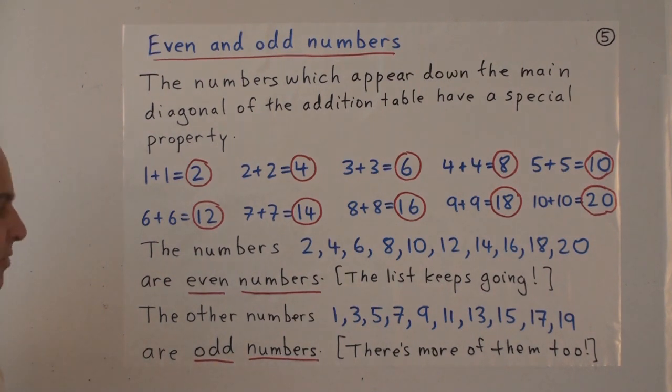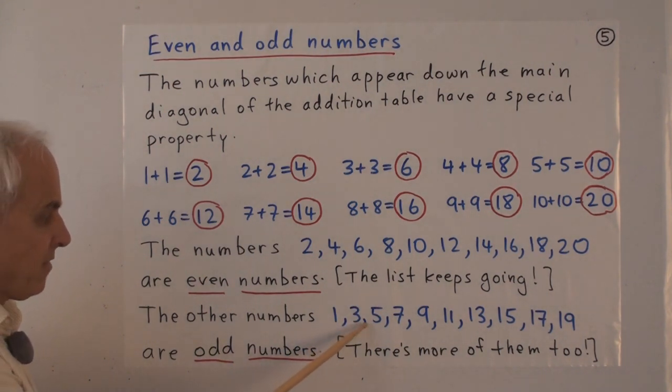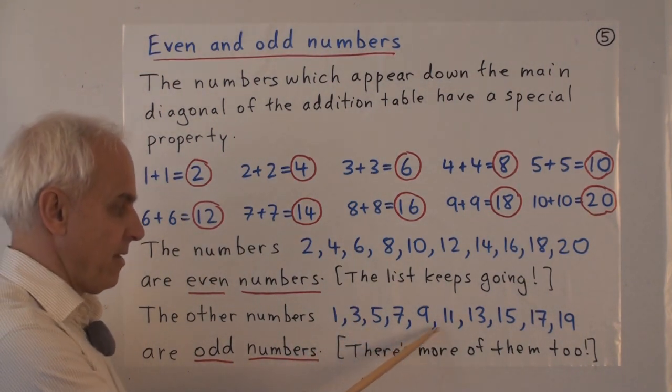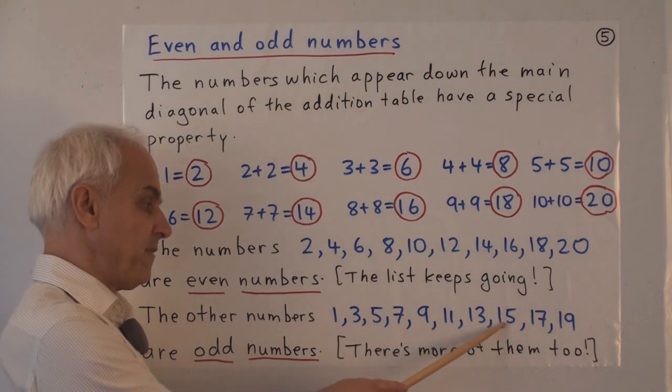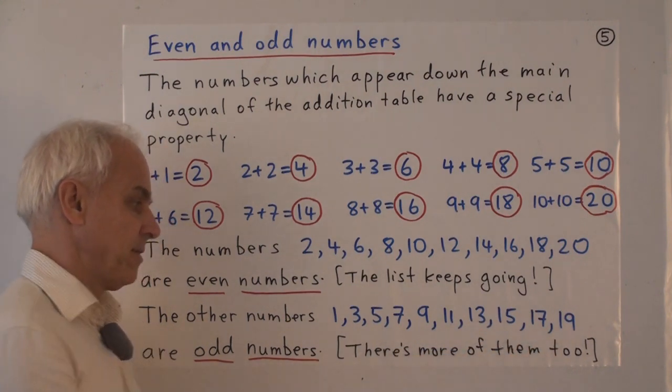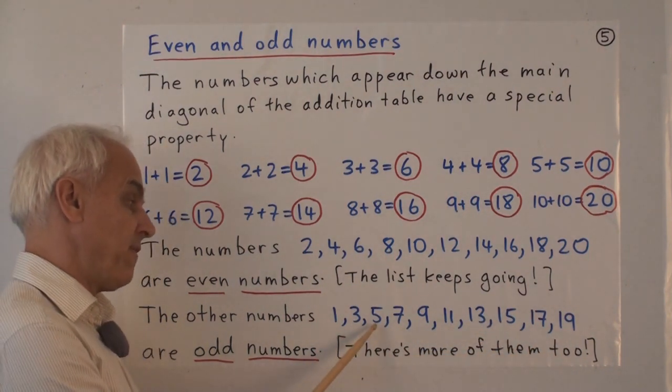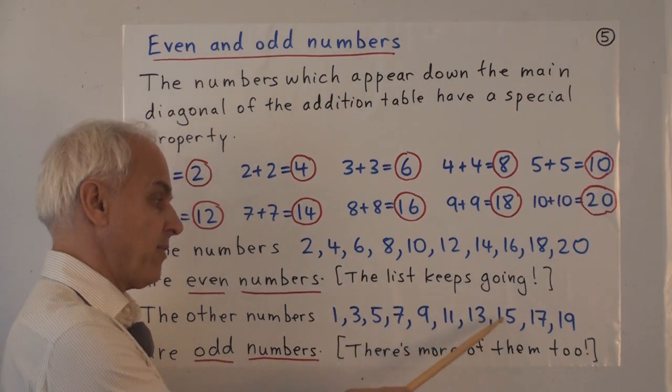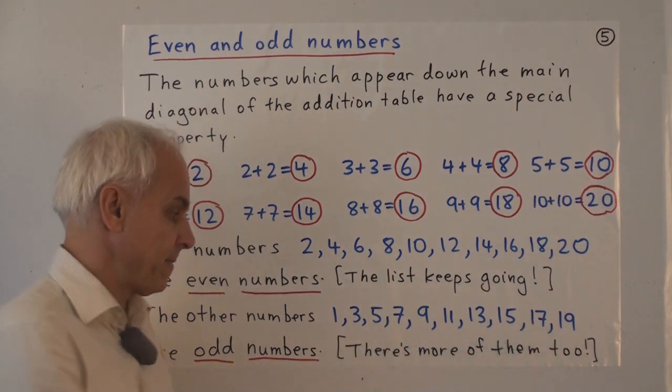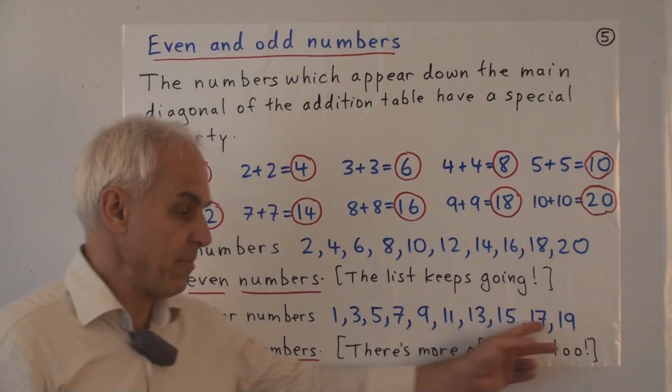The other numbers, the ones that aren't on this list, are the odd numbers. 1, 3, 5, 7, 9, 11, 13, 15, 17, 19. And of course, they keep on going too.